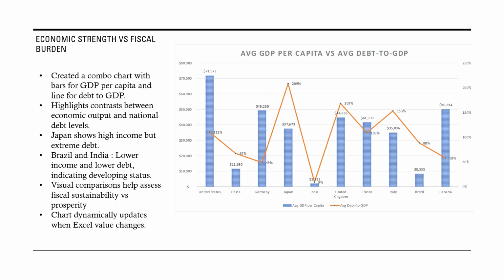This slide is economic strength versus fiscal burden. I created a combo chart with bars for GDP per capita and a line for debt to GDP. It highlights the contrast between economic output and national debt levels. Japan shows high income but extreme debt. Like we saw in the previous slide, Brazil and India have lower income and lower debt, indicating those are developing countries. Visual comparisons help assess fiscal sustainability versus prosperity.